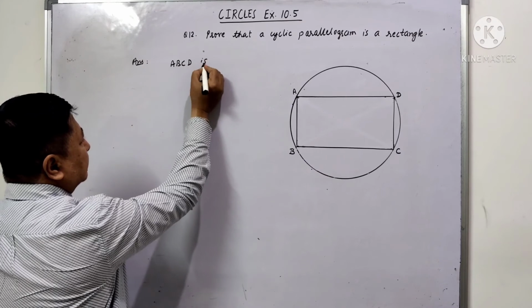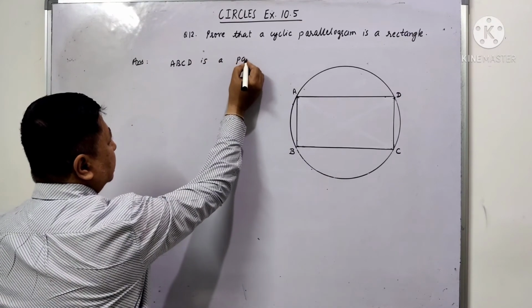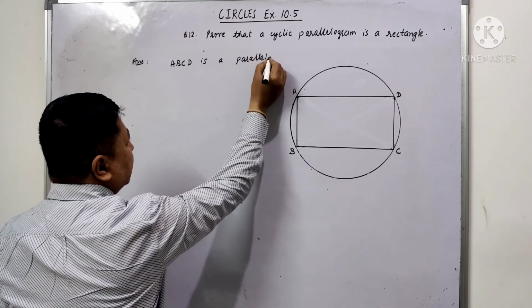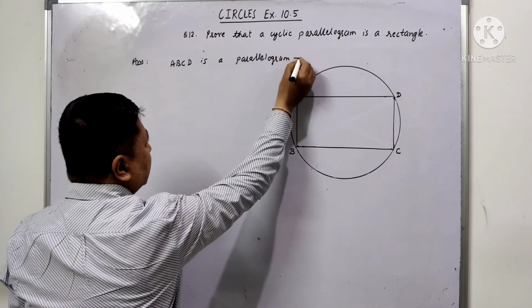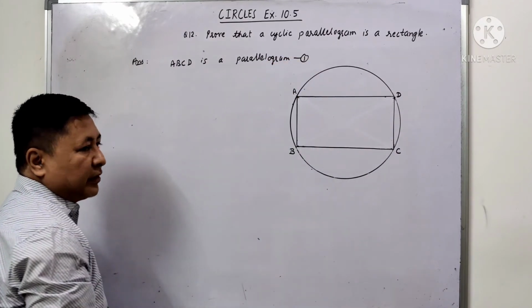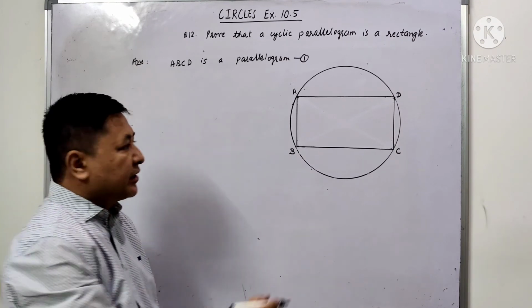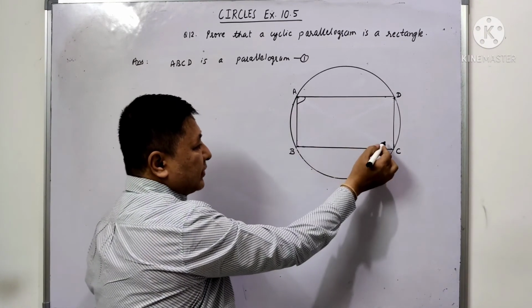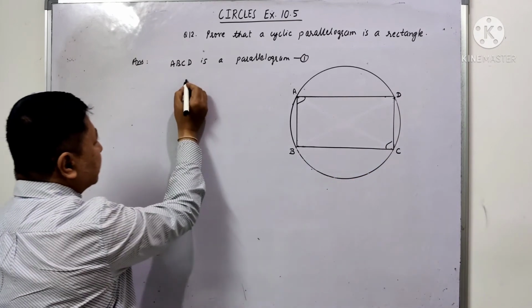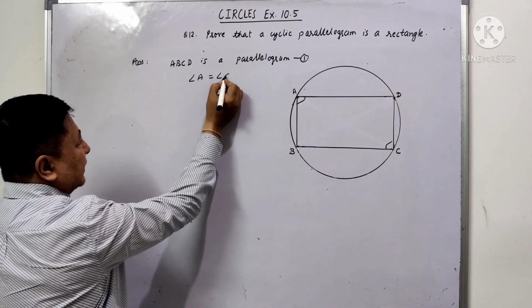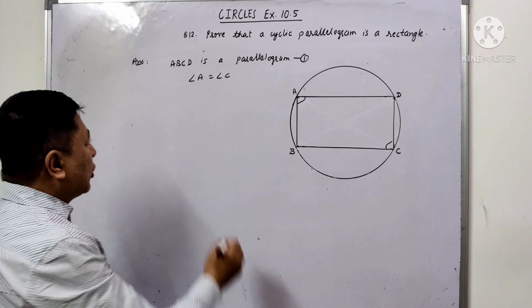ABCD is a parallelogram. It is given that it is a cyclic parallelogram, so it is a parallelogram. We will mark it as number 1. And we know that the opposite angles of a parallelogram are equal. So angle A and angle C will be equal. Angle A will be equal to angle C.